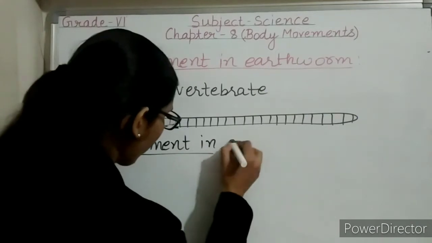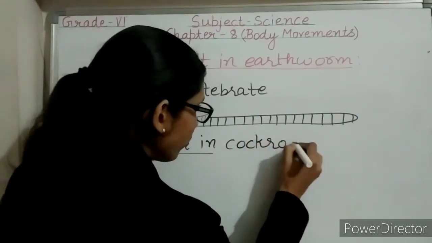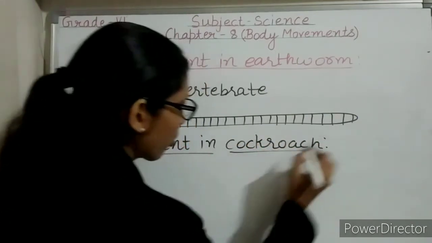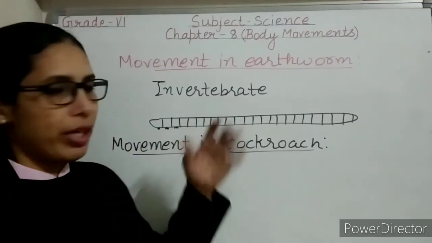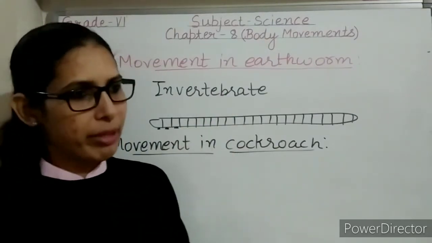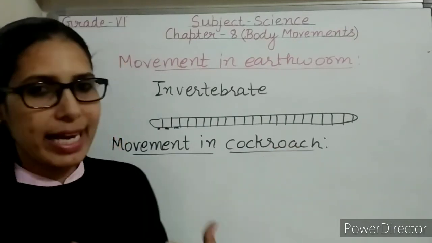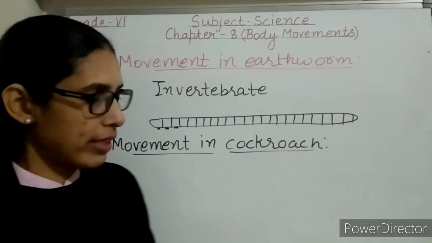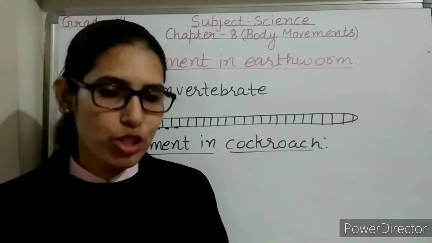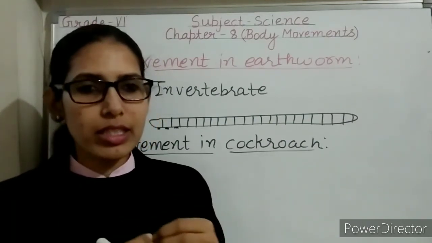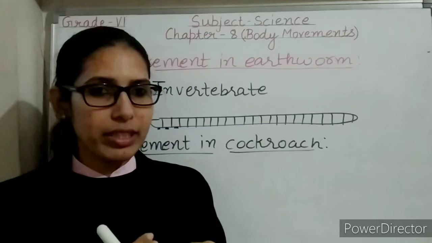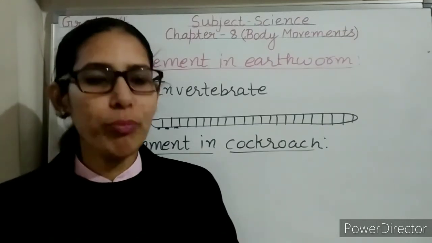Movement in cockroach. Cockroach we all have seen. If we talk about the cockroach, it is also an invertebrate. That means the cockroach doesn't have a backbone. It has an exoskeleton. This exoskeleton also provides protection and support, and it consists of different units joined together, which also allows the movement.